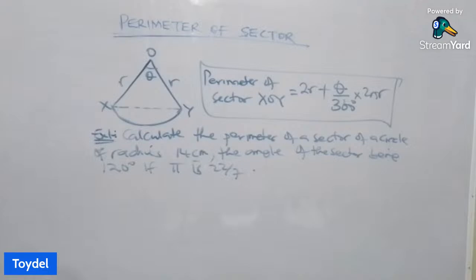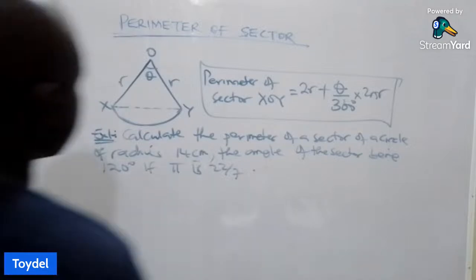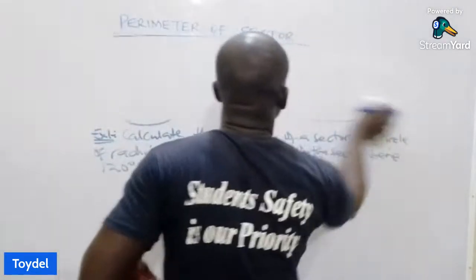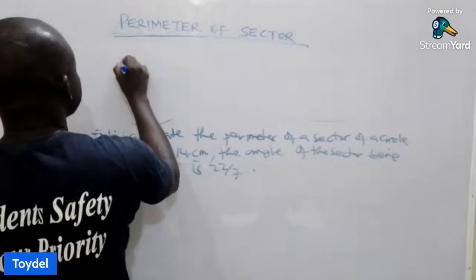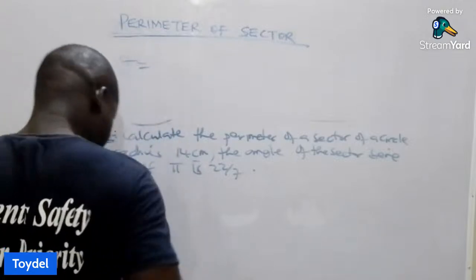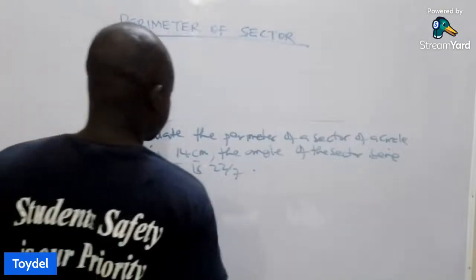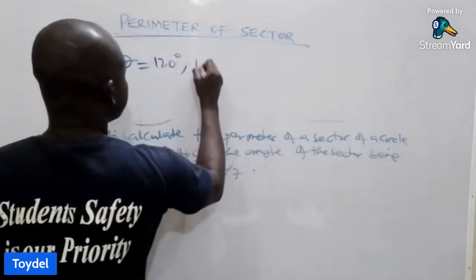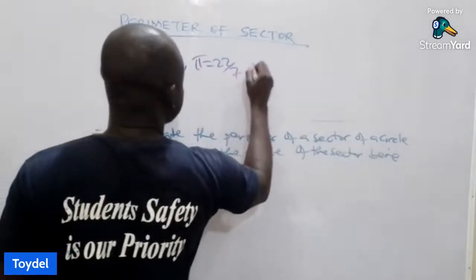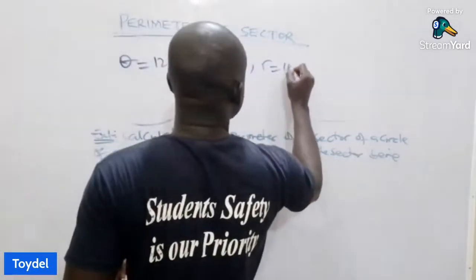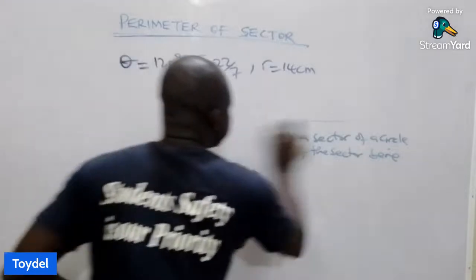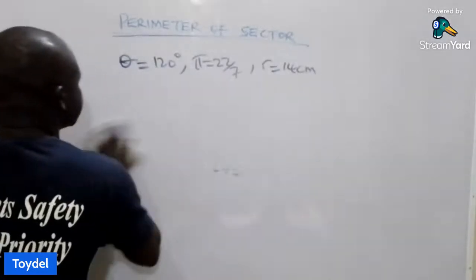So how do we get this? Of course, we know the formula to find the perimeter of a sector. So let's list out what we are given and what we are required to find. We are given theta, the angle, to be equal to 120 degrees. We know pi is 22/7. We know the radius r as 14 centimeters. That's what we are given, and we are asked to find the perimeter.